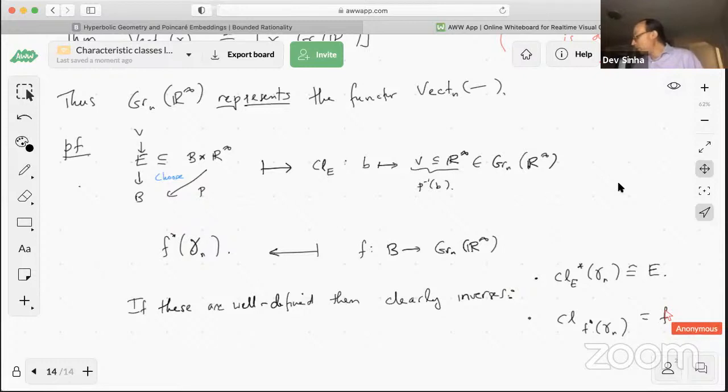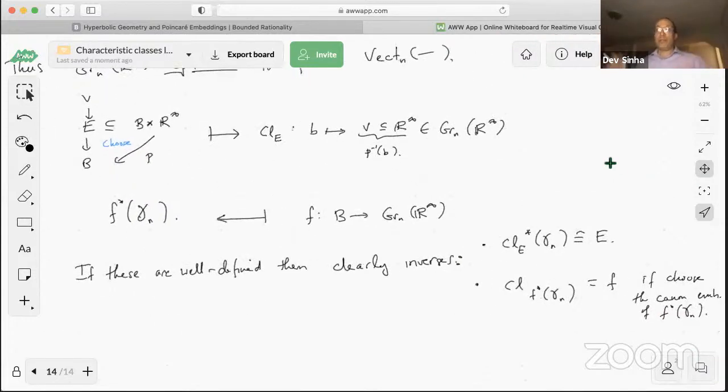if we choose the canonical embedding of the pullback. I mean, gamma n is not just a vector bundle, but it's a vector bundle with a standard, a canonical embedding in a trivial bundle. If I choose that as my embedding, then when I classify that, I'll obviously get F.